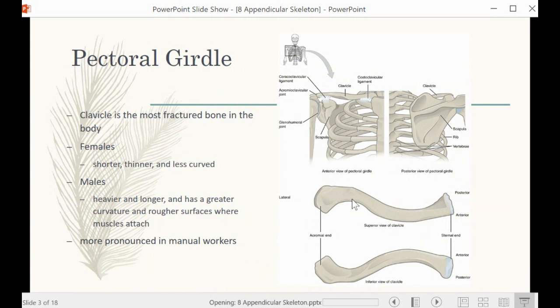And there's also some rougher surfaces where those muscles attach. When we talked about bone remodeling, we talked about how this is more pronounced in manual workers because we have all of these ligaments actually pulling. Okay, so we have the coracoclavicular ligament right here and the costoclavicular ligament. Costo means rib, so that's where that comes from. And then the coraco, it comes from the coracoid process, which is right up there.